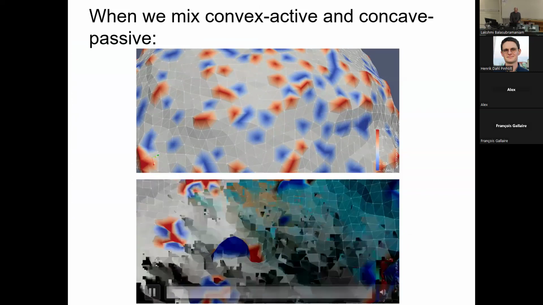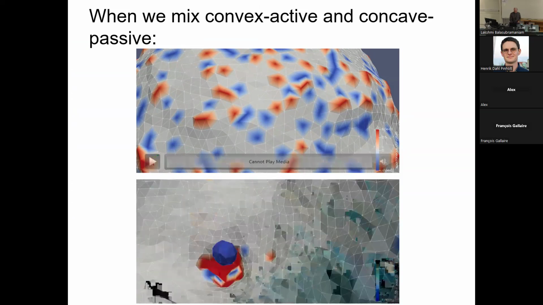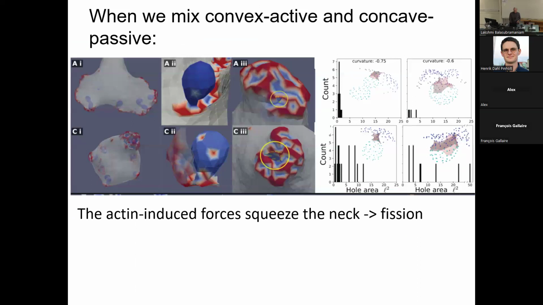I hope this, no, it's a complete mess. Okay, so let's just look at the still pictures. What happens is the following. What we chose is that those that are curved inwards, which are in blue, are passive. They don't produce any forces, but those that are in red are the same as before. They are curved outwards and they can also push outwards.